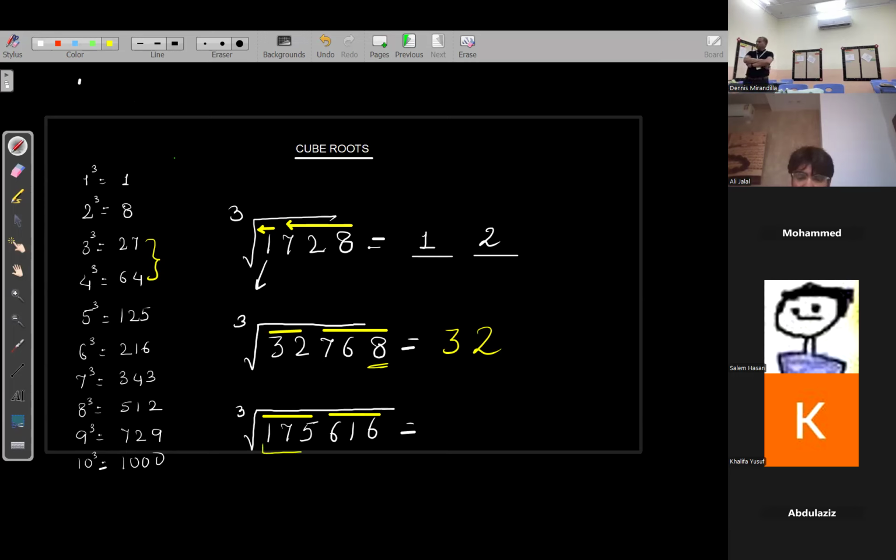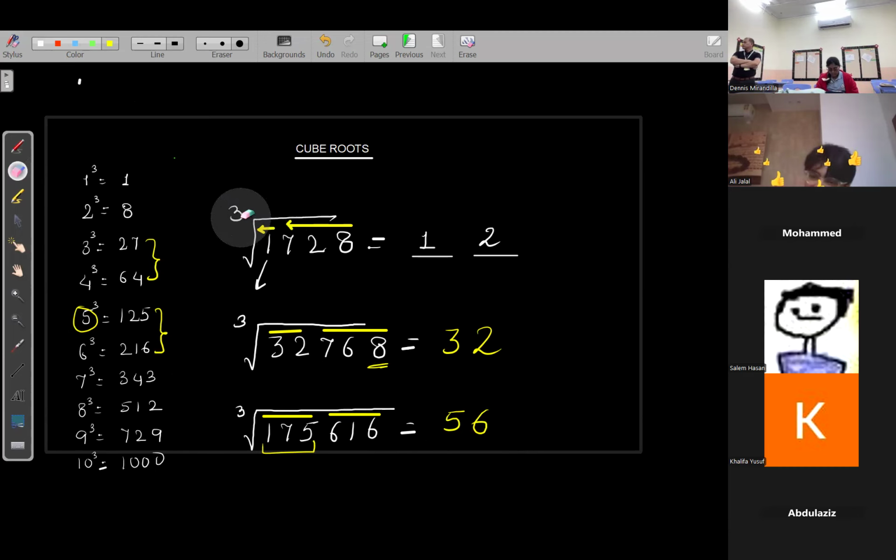56, yes, because 175 will come between this. So you write the lowest one, which is 5, and the cube of which number ends with 6? The cube of 6 ends with 6. So that's 56. How many getting it? Yes, okay. It's easy, right?